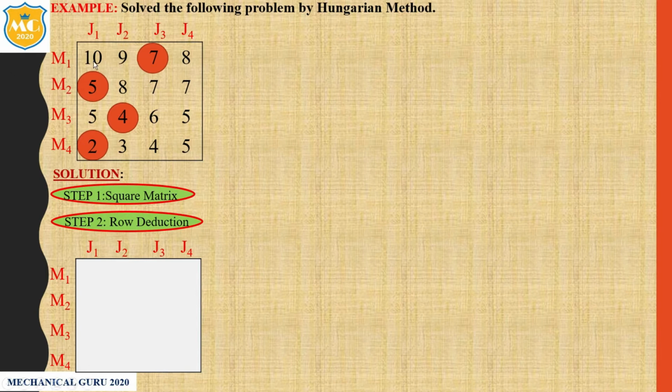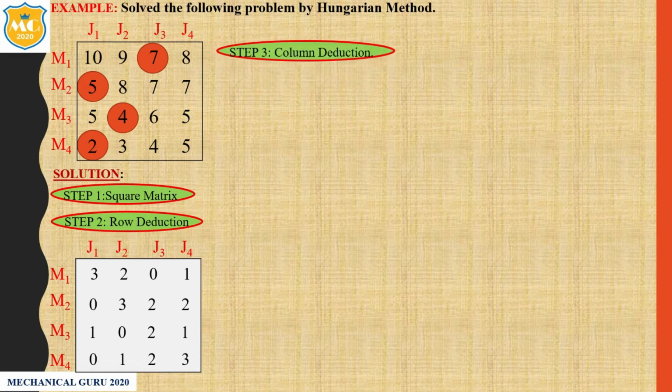Here the values are 3, 2, 0, 1. Similarly for the second row, 0, 3, 2, 2. In the next row, 1, 0, 2, 1, and the last row 0, 1, 2, 3. The next step, column reduction.